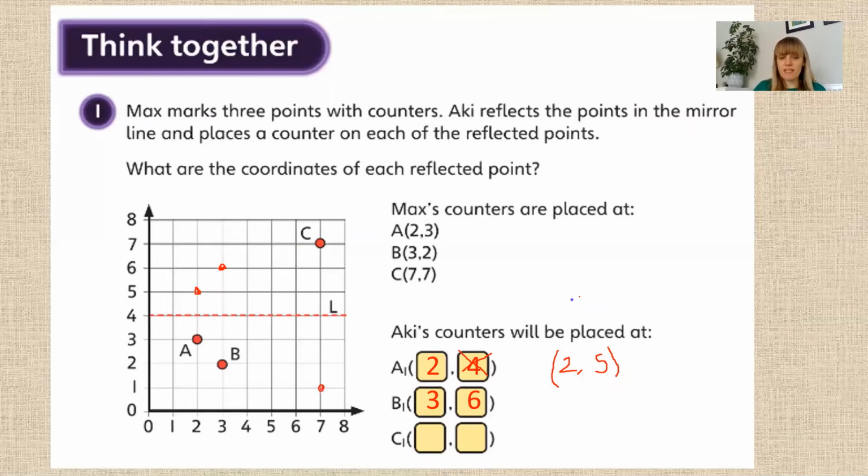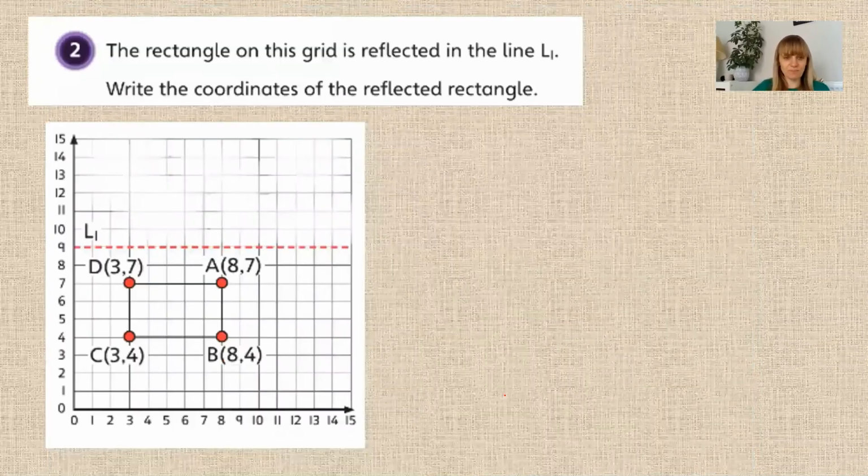The reflection of C comes down here. So hopefully I've got this as 7, 1. Yes, there we go. Got that one right this time. So 7, 1. So the coordinates for A should be 2, 5, B, 3, 6, C, 7, 1.